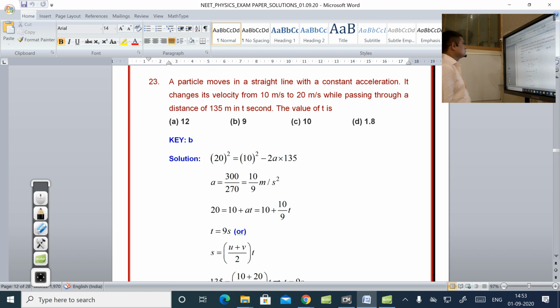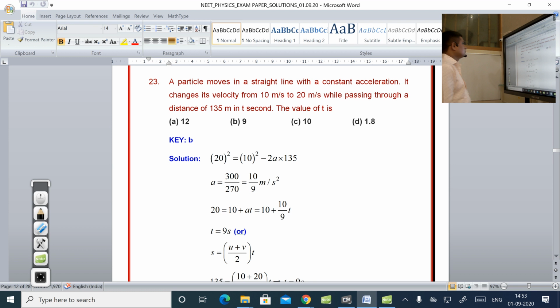Another method is just s is equal to (u plus v) by 2 into t. As I told you, if you know initial velocity, if you know final velocity, and if the acceleration is constant, we can always calculate v average as (u plus v) by 2. Do you remember, students? And v average is nothing but total displacement by total time. So that is equal to (u plus v) by 2. So s is equal to (u plus v) by 2 into t. That's all. This formula I told you.